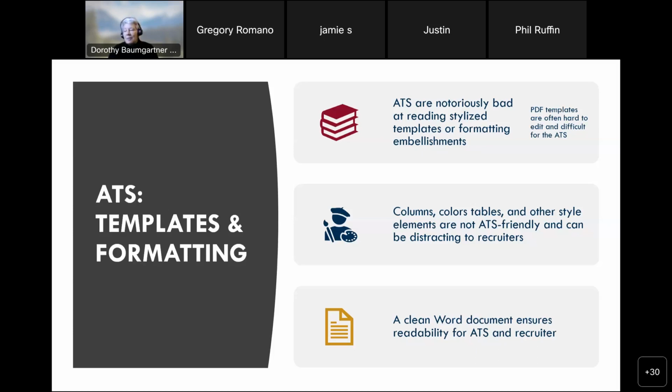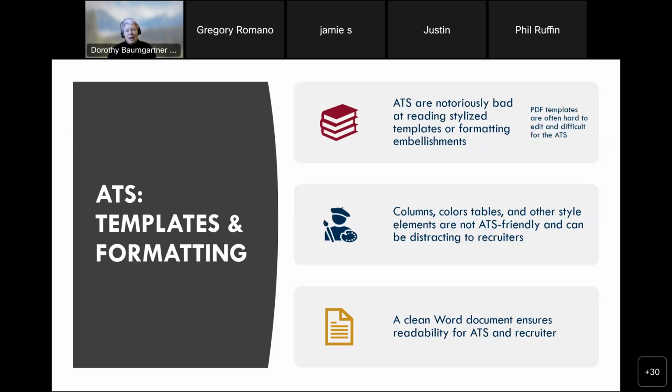So again, you want to stay away from all of those beautiful templates. You can use those for your hard copy. If you're invited in for an interview, you may want to have one formatted like that, so you have hard copies to hand out to an interviewing team, for example. But you may get hung up in an applicant tracking system.